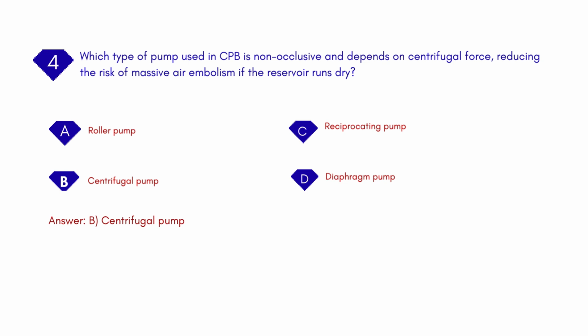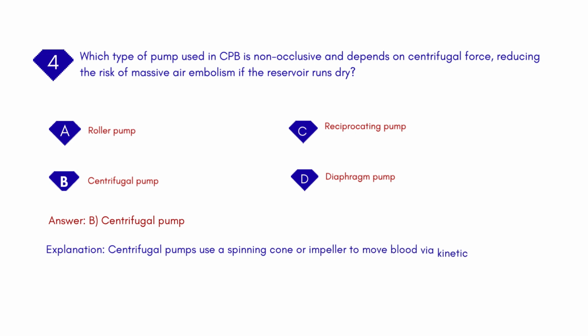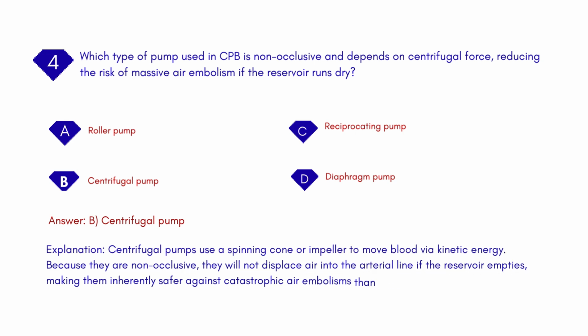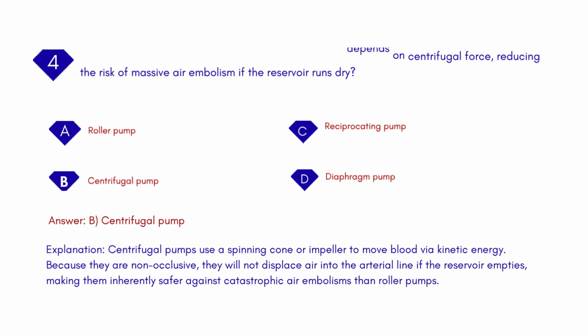Answer: B. Centrifugal pump. Explanation: centrifugal pumps use a spinning cone or impeller to move blood via kinetic energy. Because they are non-occlusive, they will not displace air into the arterial line if the reservoir empties, making them inherently safer against catastrophic air embolisms than roller pumps.